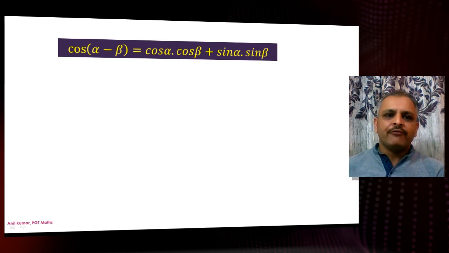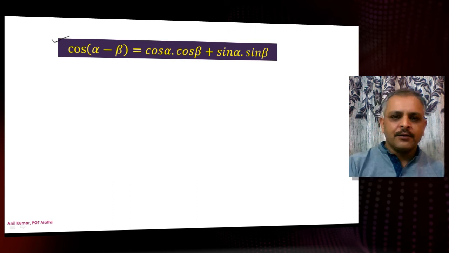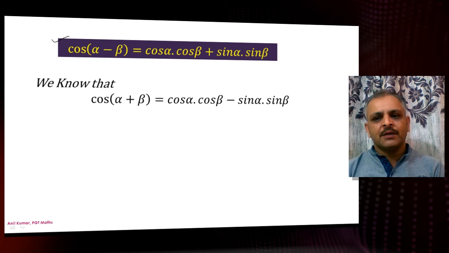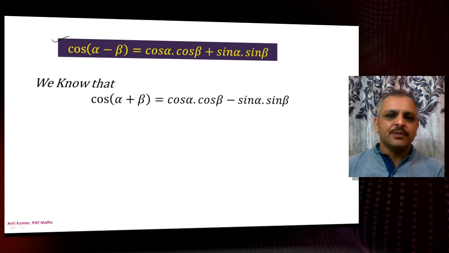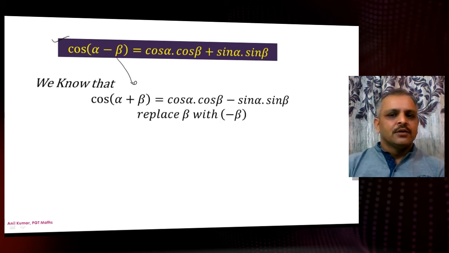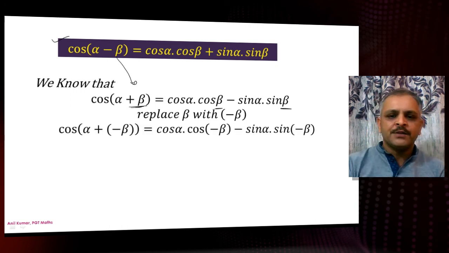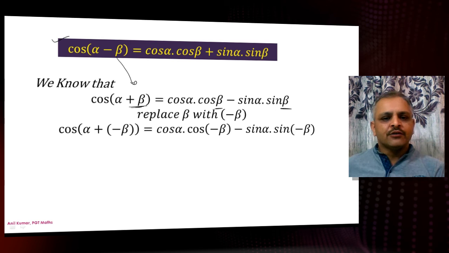Next is cos(alpha minus beta). So dear children, here we will use the result for cos(alpha plus beta), and we know that cos(alpha plus beta) is cos alpha cos beta minus sine alpha sine beta. So instead of beta, again I replace it with minus beta. Wherever I can find beta, these three places, replace them with minus beta. Now this will become cos(alpha minus beta).